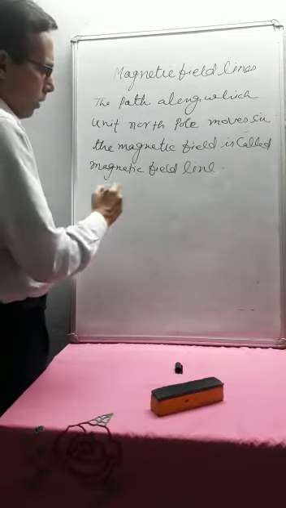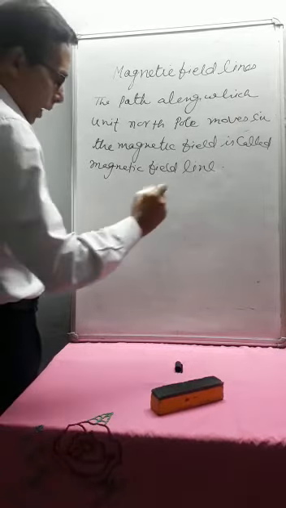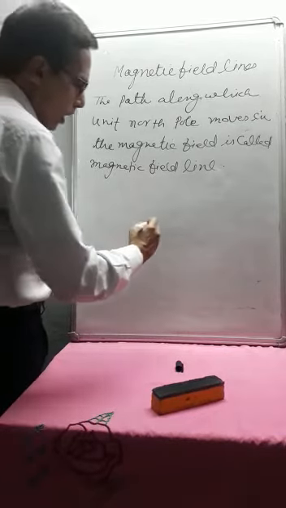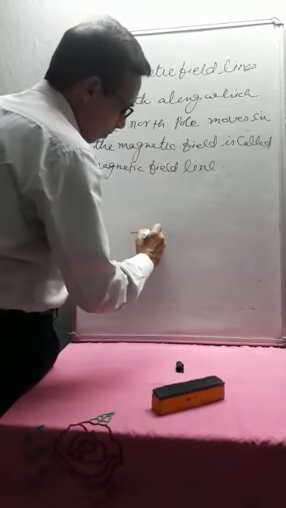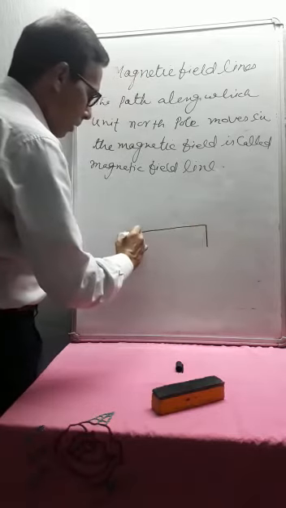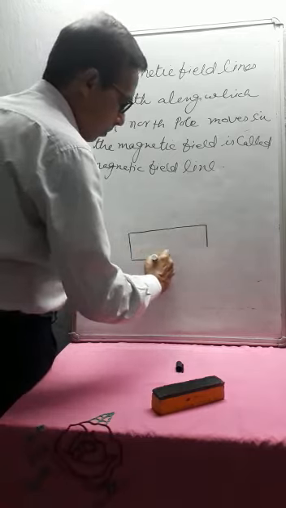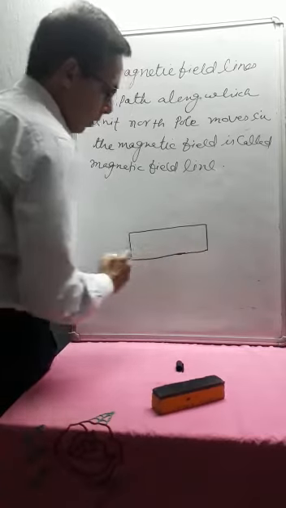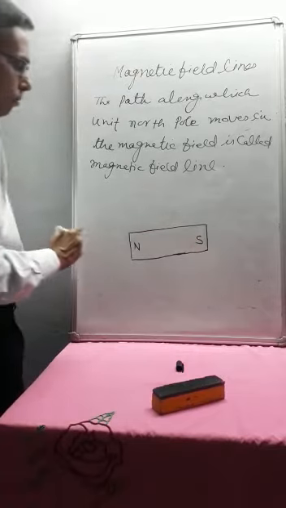Now one question, draw the magnetic field lines due to a bar magnet. We have to draw the magnetic field lines due to a bar magnet. For this, first we draw one bar magnet. This is north pole, one end is the north pole, another is south pole.